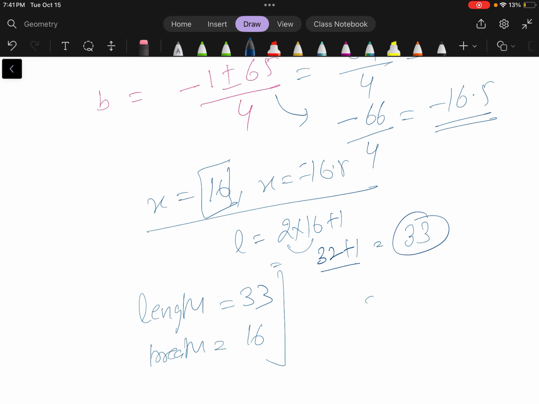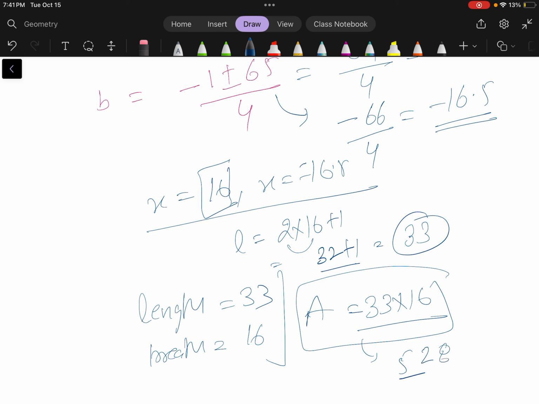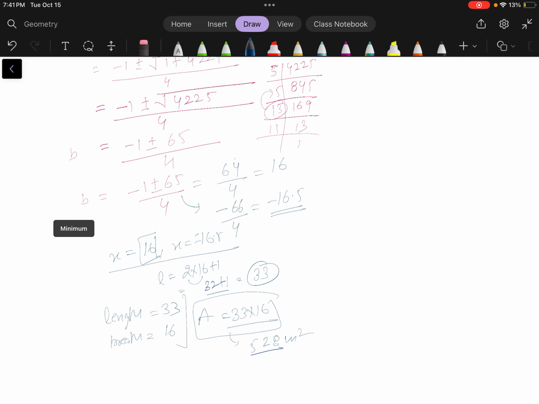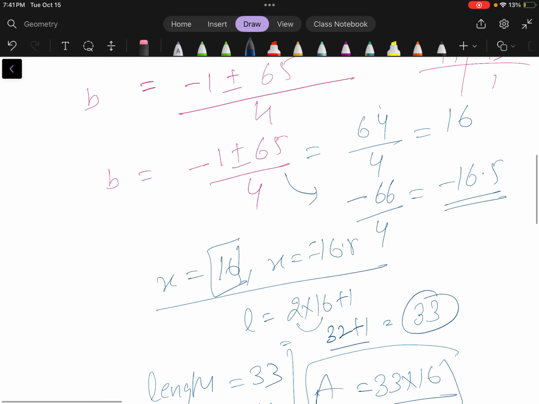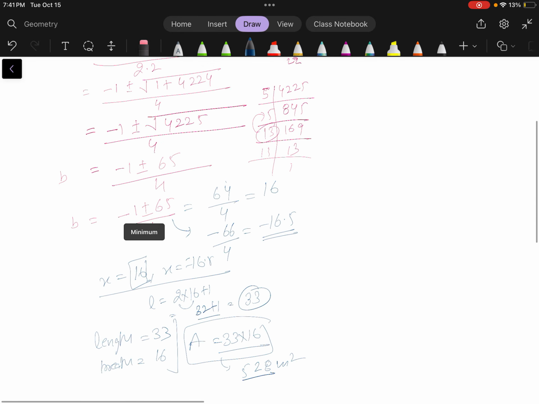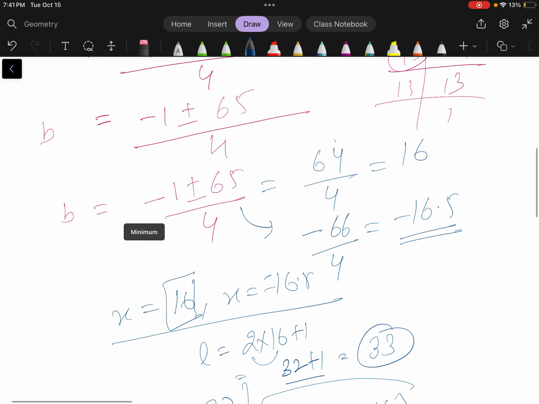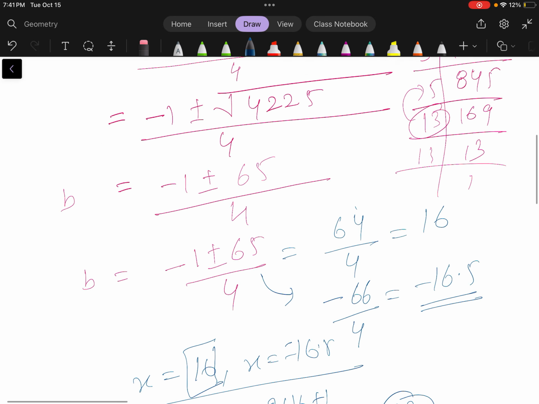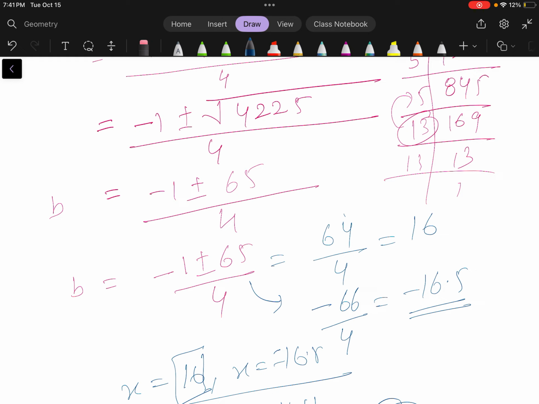So when you multiply this one, 33 multiplied by 16, you will get the area, and this area is equal to 528. Not minus 528. Why minus? That's the area, this is meter square. So what I am trying to solve over here, so it's here minus 16.5, so that we will neglect. This negative value we cannot consider. Got this question?